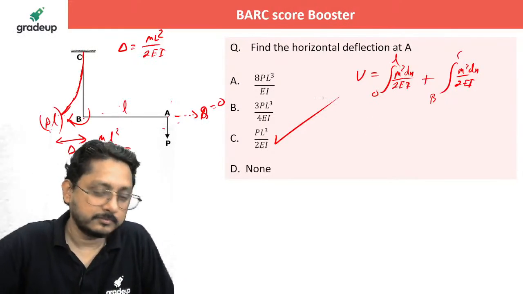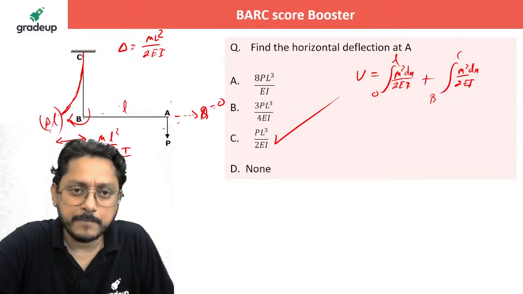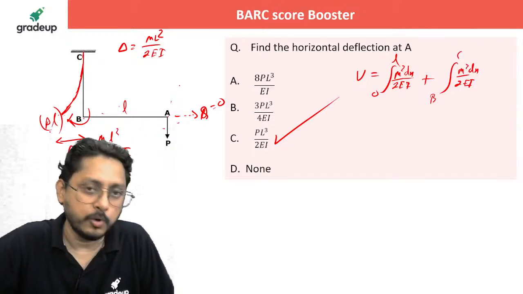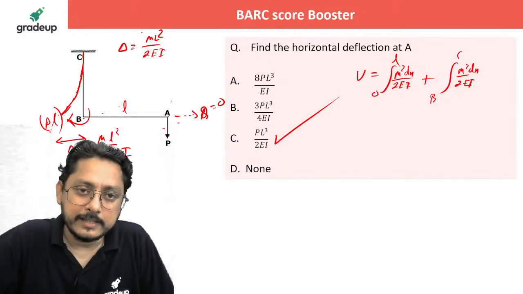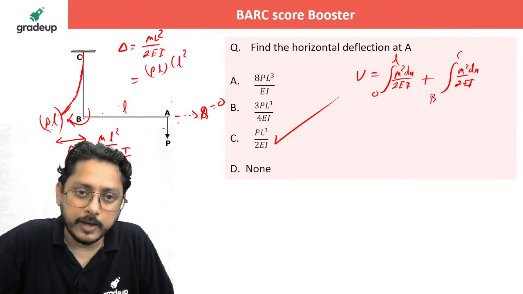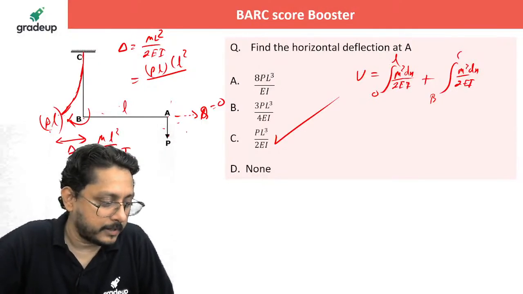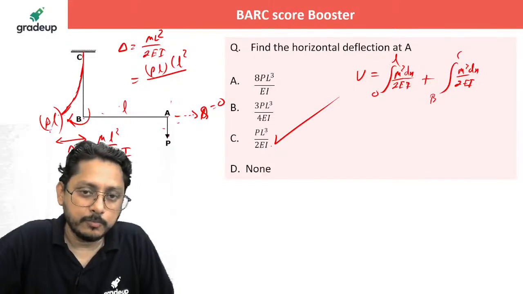PL, is it PL square by 2EI? How? ML square by 2EI will become PL cube. No, P into L is the moment, that is P into L, then L square. No, what is that? Deflection due to moment. Okay, PL square by 2EI, it will become PL cube by 2EI, isn't it correct?